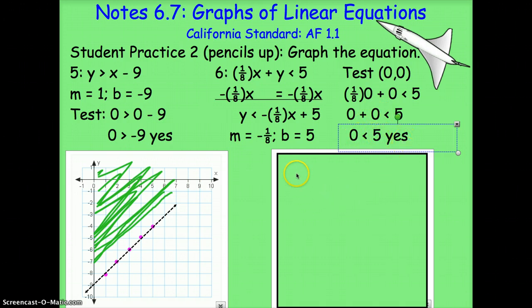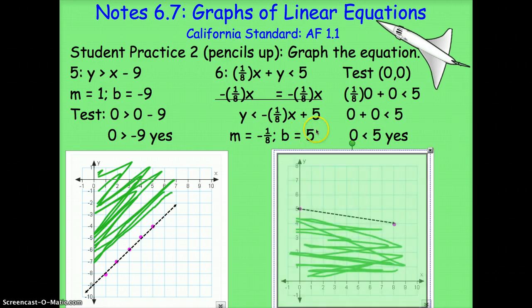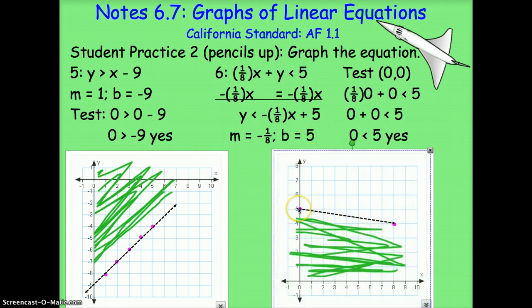So when I take a look at my graph, I've plotted my point at 5 on the y-axis, right here. And now, because of the negative sign, I go down 1, forwards 8. Down 1, forwards 8, put my next point. I do use a dotted line because it does not have that or equal to. And then, because I got yes, I want to shade. So again, my green coloring can go right over that point 0, 0 because it did work.